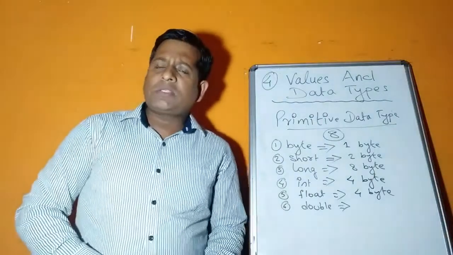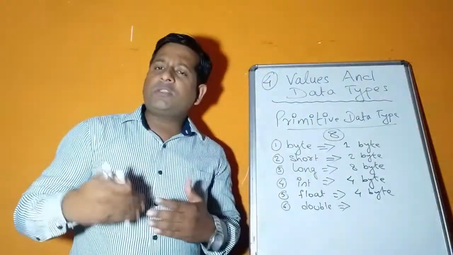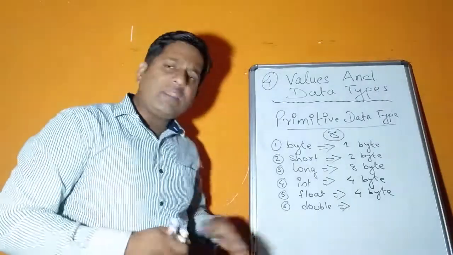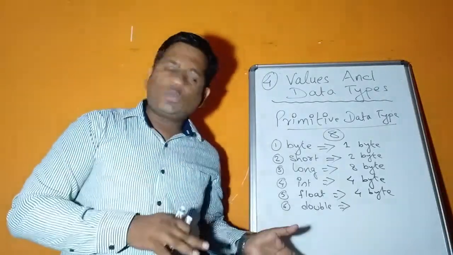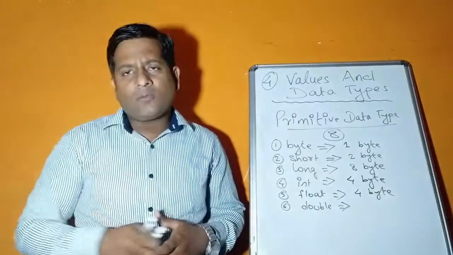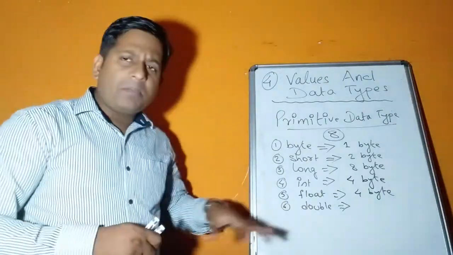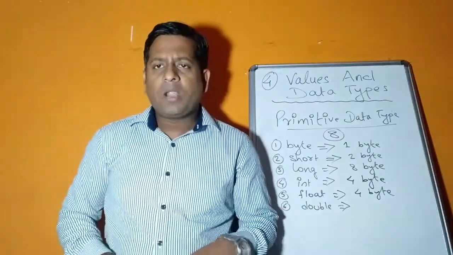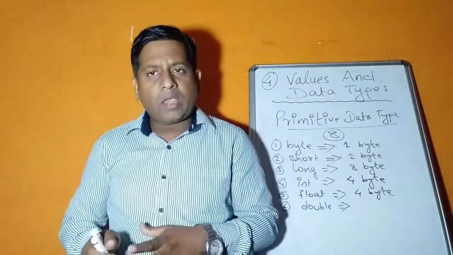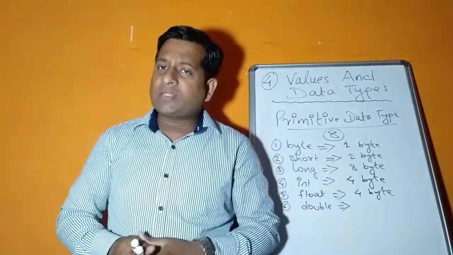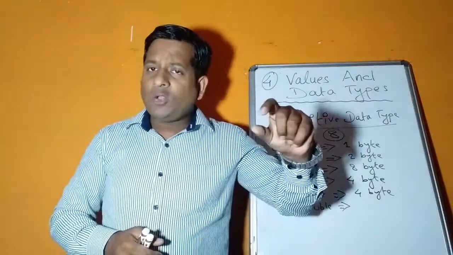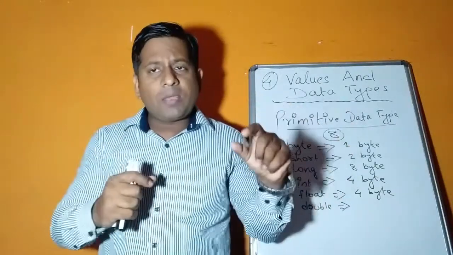So double means, as the name says, double means 2, isn't it? Double means 2, twice. So double can store both integer values and float values. We basically use double in situations where the division concept is there. For example, a divided by b. Now the answer can be an integer as well as a float, because the value of a is 4 suppose, and b is 2.